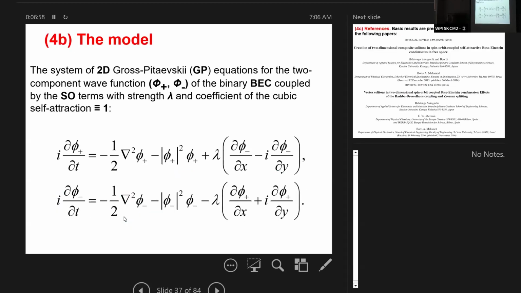So this is a standard model. It's written currently in 2 dimensions for the emulation of the spin-orbit coupling in Bose-Einstein condensate. So phi plus and phi minus, these are wave functions.